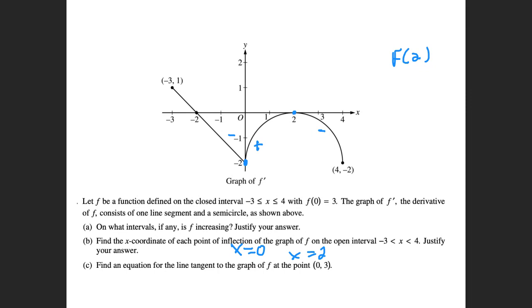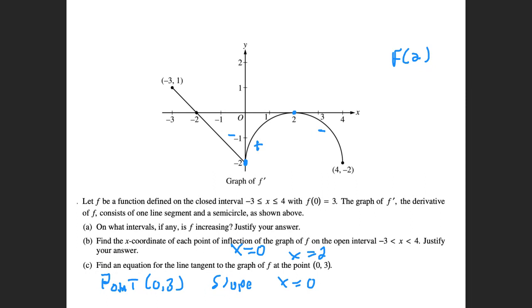when you're trying to write an equation of a tangent line, what two pieces of information do you need? Slope and point, okay? So I've got the point. They gave it to me. What is the slope when x equals 0? What is the slope? It is negative 2. It's absolutely correct.